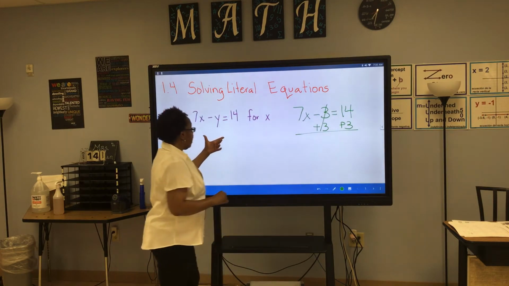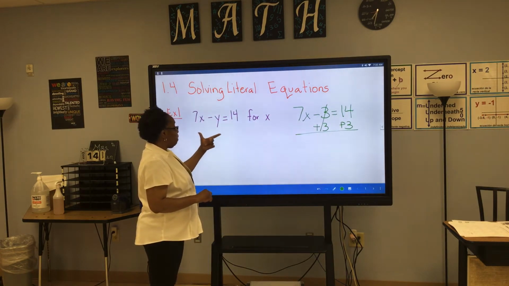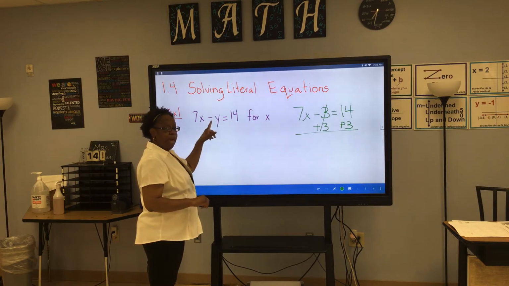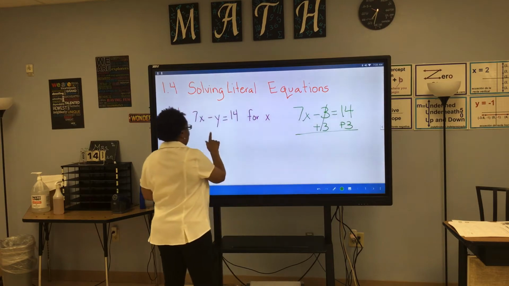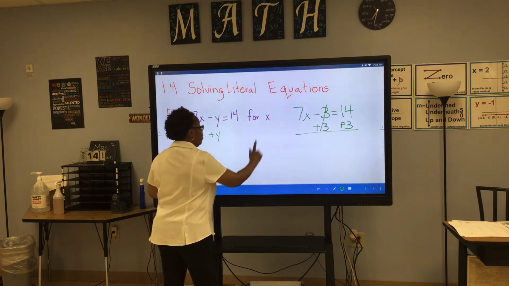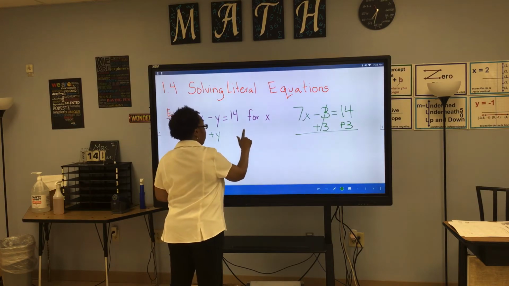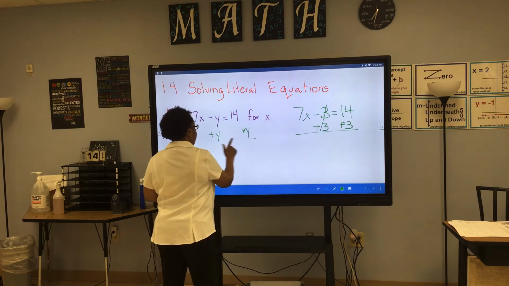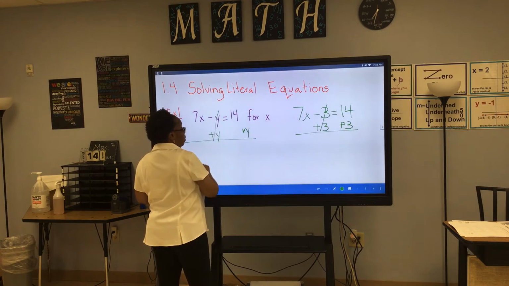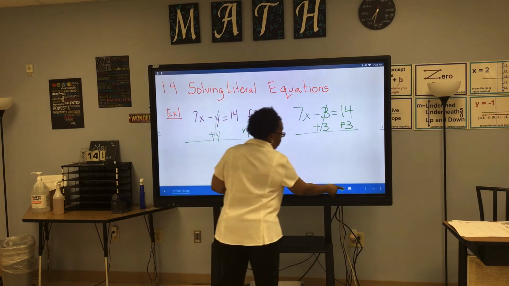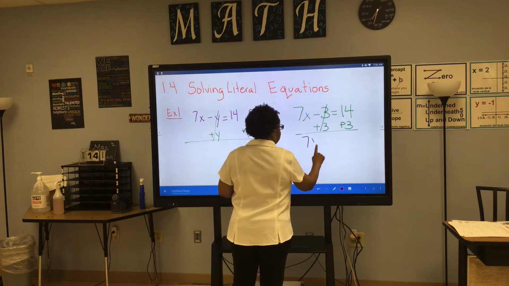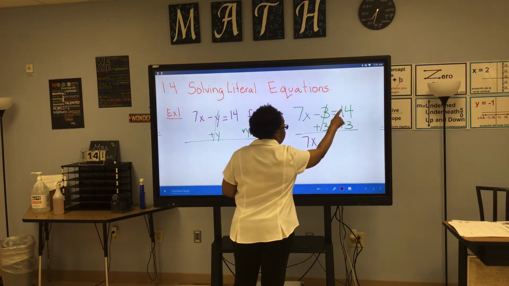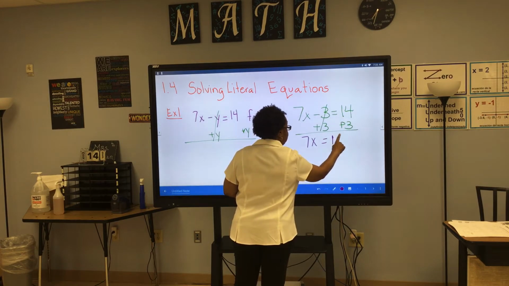So let's think about this. We want to start getting the x by itself. So let's move what's either being added or subtracted from it. So what are we going to do? We're going to add y, because y is being subtracted. We want to move it to the other side. So if we do it here, we do it here. So this cancels. So over here we see that cancels. We have 7x equals, and this is 14 plus 3, so that's 17.